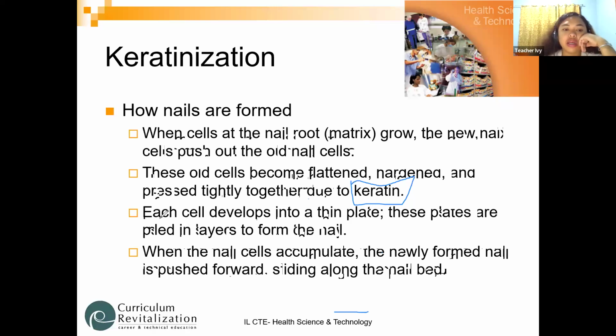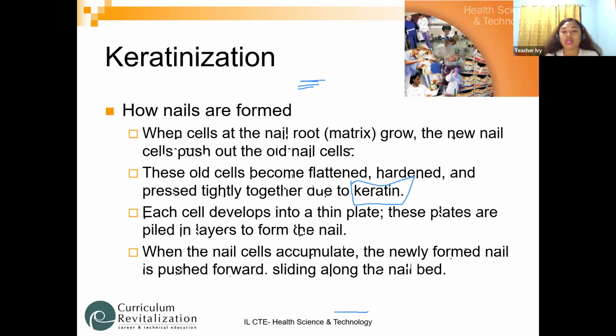clear. Next, each cell develops into a thin plate. These plates are piled in layers to form the nail. So this is how the nail happens. When a lot of cells line up and they form a thin plate, these thin plates are layered, forming the nail. So that is how a nail is formed.